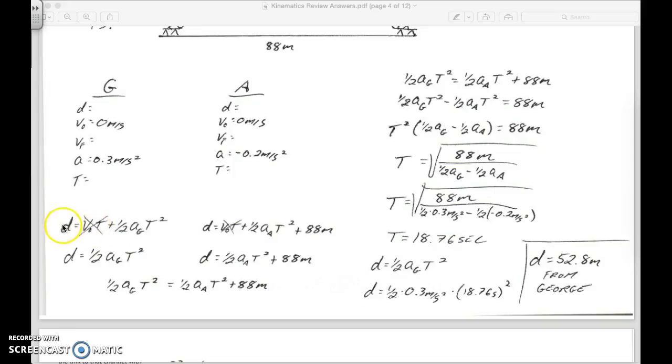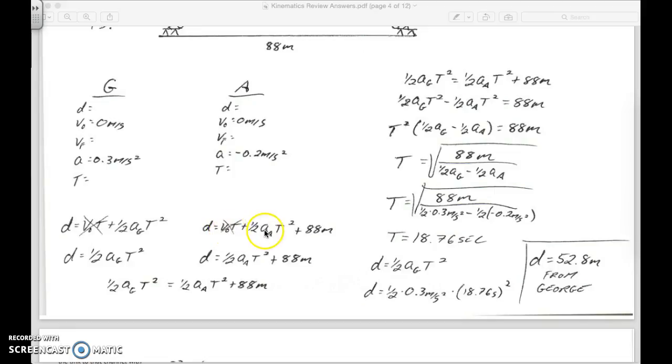So on the left, D equals V naught T plus 1/2 AT squared. Notice a little G next to George's acceleration to denote that that is George's acceleration. V naught is 0, so that's going to go away, leaving me with D equals 1/2 acceleration of George multiplied by time squared. Alfred's is a little bit more complicated.